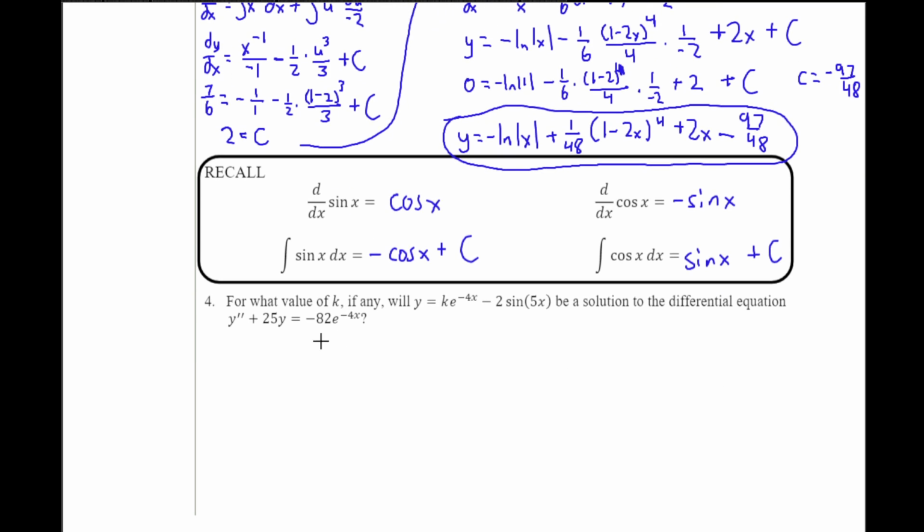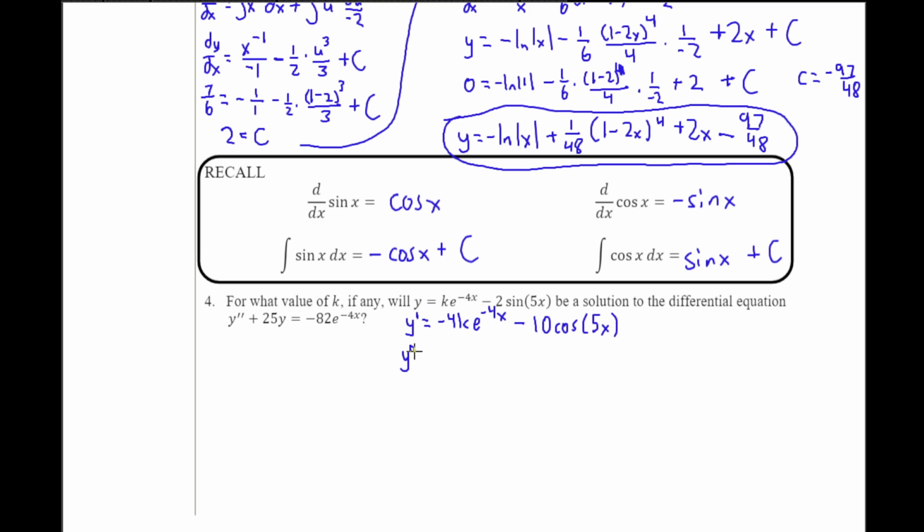This question right here: for what value of k, if any, will y equals k e to the negative 4x minus 2 sine of 5x be a solution to the differential equation? When you see a question like this, you see we have to find the second derivative, but first we have to find the first derivative. So y prime is equal to, this is where you use the chain rule, negative 4k e to the negative 4x minus 10 cosine of 5x. That's the first derivative.